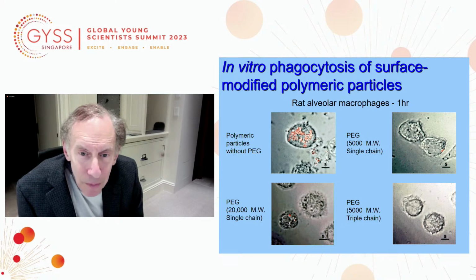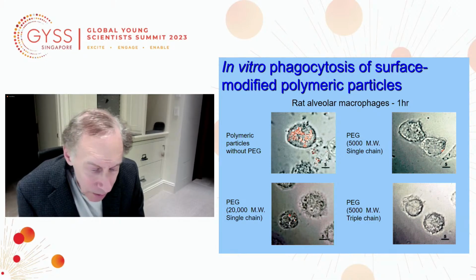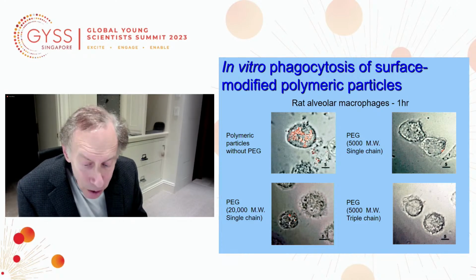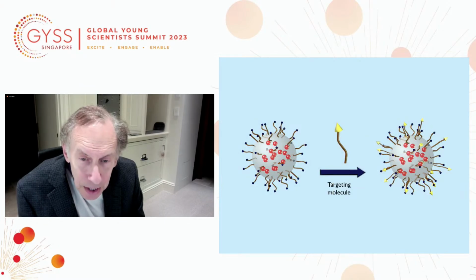you have a macrophage, if you don't have PEG, look on the upper left. They're all eaten. They're all in the cell within an hour. But when we coat them with PEG, they're hardly taken up at all. And there are different designs we use. So that was very exciting. And then we thought, well, we could even do targeting. And the next slide is sort of that idea that, and Omid Farrokhzad did a lot of that.